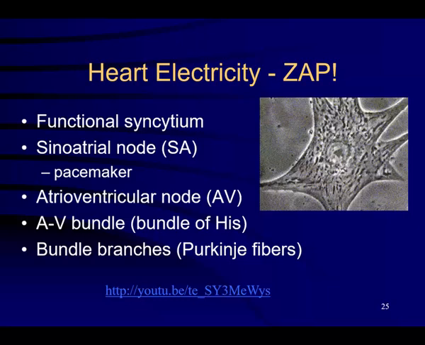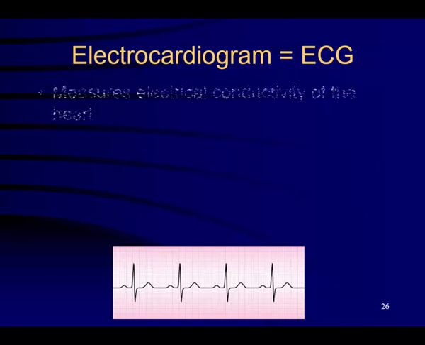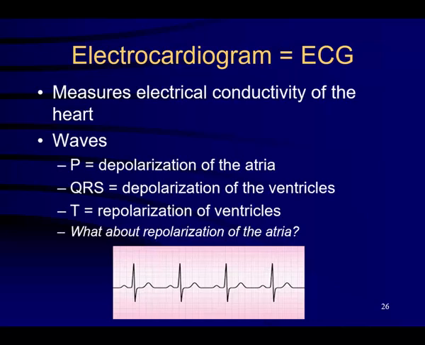You can check out this YouTube video, because we measure these electrical signals using an ECG, and this little video will show that electrical pathway through a picture of the heart. So we measure electrical conductivity of the heart by doing an ECG, or EKG if you're German, and it's not intended to measure the pulse, although you can figure that out from an ECG. It's really measuring the electrical conductivity of the heart. And you get a little graph like shown here.